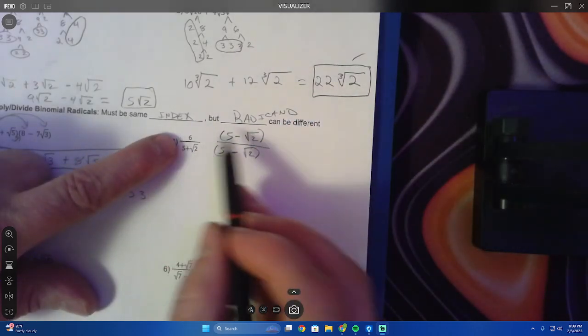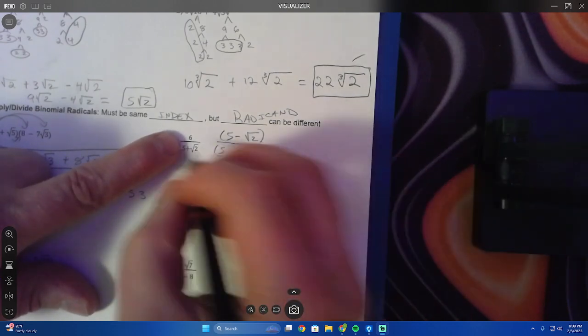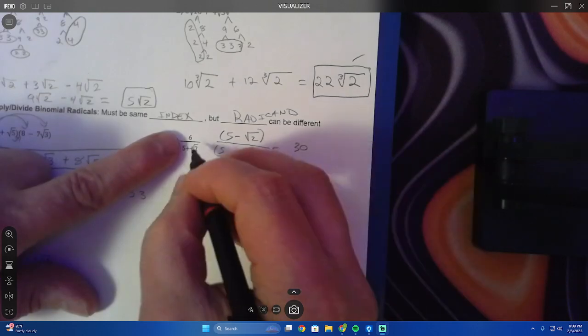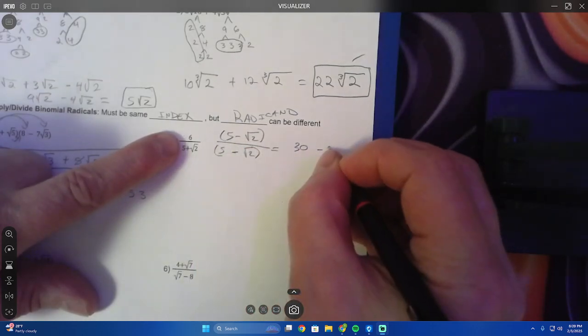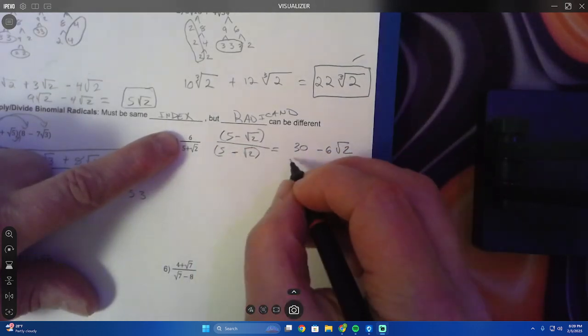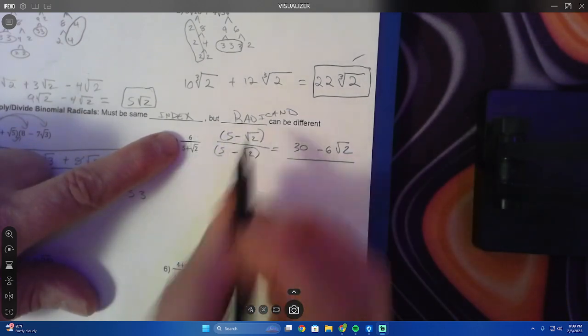Now, on the top, I can just distribute that 6 in, and I know 6 times 5 is 30. 6 times negative root 2 is negative 6 root 2. So now I've gone and taken and distributed that 6 through.